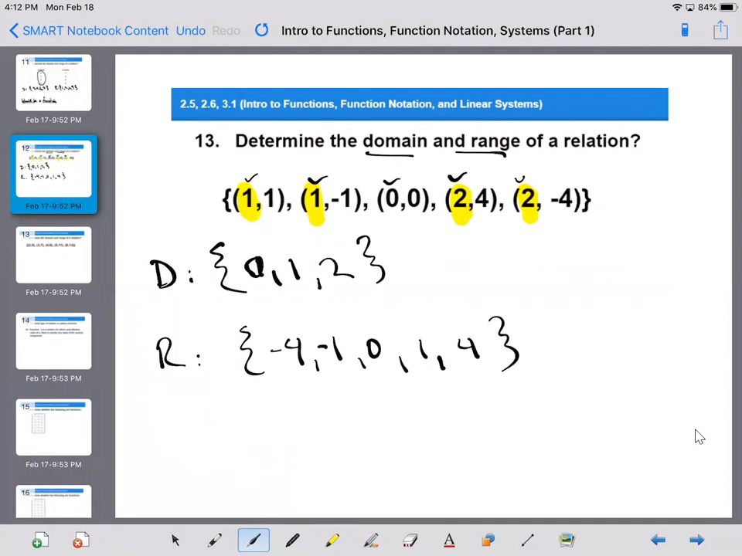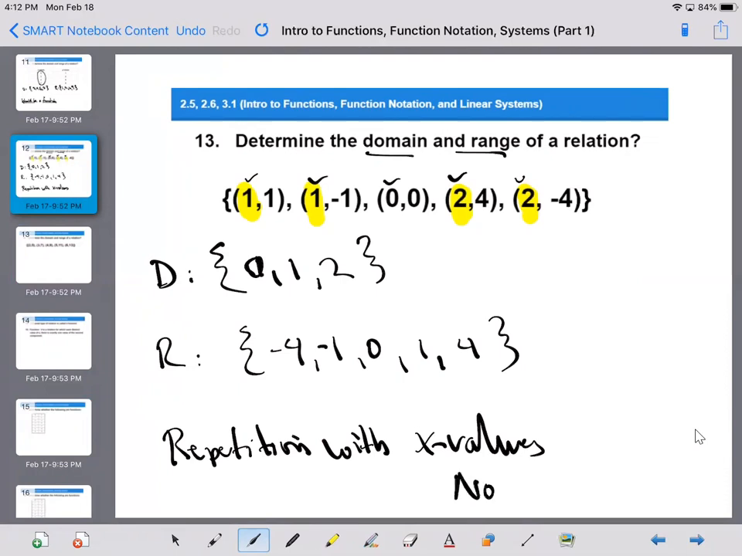So I see 1, 2, 3, 4, 5 ordered pairs, and I see 5 range values down here, but I only see 3 on the x, or the domain. That means that we had repetition with the x values. And that would disqualify it from being a function.